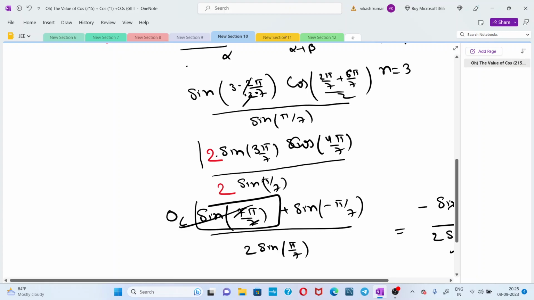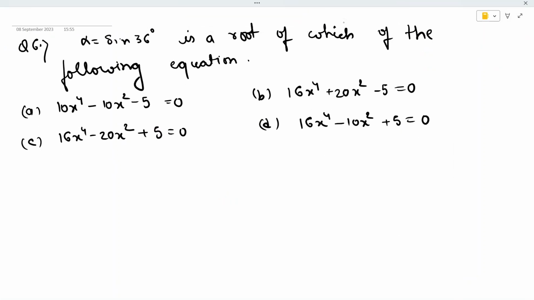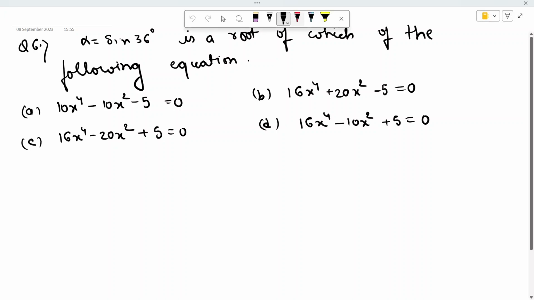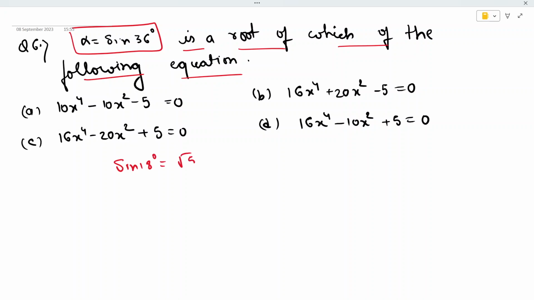Now let's move to the next question. This is very straightforward. How can you approach that? You are given alpha is equal to 1, sine 36 degree. You have to find the root of the equation for which this equation holds. Okay. So we know the value of sine 18 degree, that is equal to root 5 minus 1 by 4. In question 1 or 2, I have already written it.